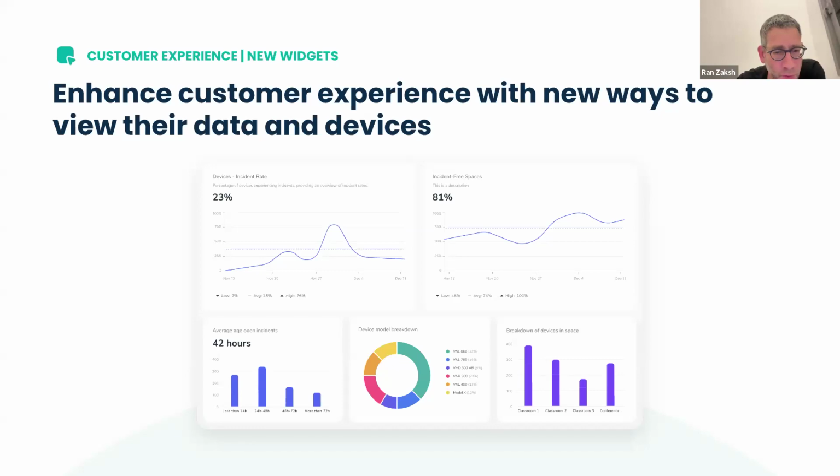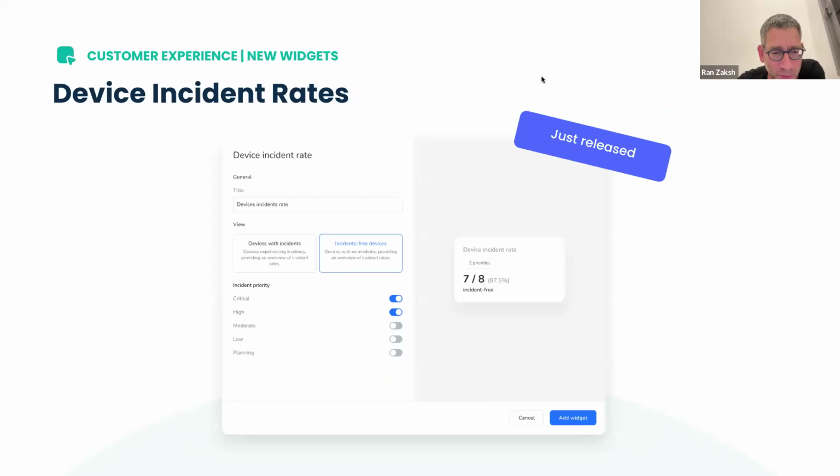So I'm going to take you one by one and try to explain which widgets are coming up for the end customers. The first one, which was actually just released a couple of days ago, is a widget that tracks the device incident rate. What does that mean? It shows the percentage of devices that currently experience incidents, or, if you configure it the other way around, the ones which are incident-free, which can give you some indication of what percentage of devices are working as planned.